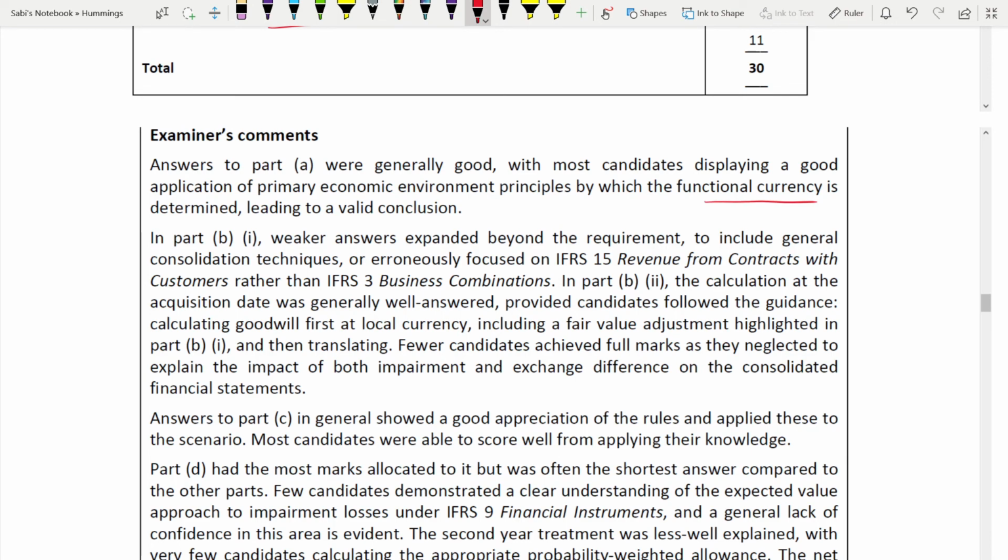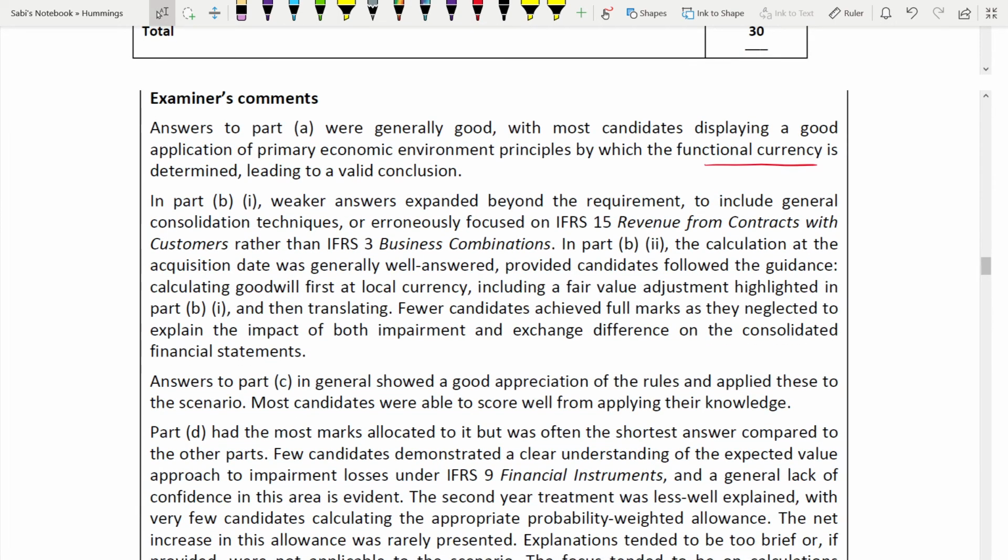Part B, weaker answers focused on IFRS 15, as I told you, the incorrect standard. Rather, it should be IFRS 3, business combinations. Other than that, other things were okay. Students know that they have to calculate goodwill first in the local currency and then in dollars. And also that fair value adjustment, that intangible asset, they included it with goodwill because it's an asset. So that was also done.